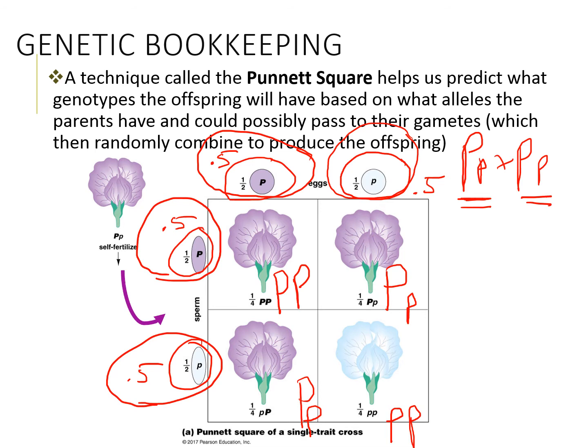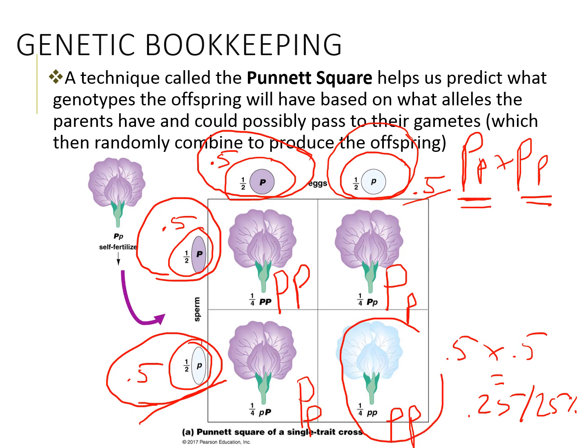So we can now see that about a quarter of the time, both parents give a little p, or we could say both parents produce a gamete that leads to fertilization that has a little p. So 25% of the time, we'll have little p, little p. Let's go back to those numbers. 0.5 and 0.5. So half the time, one parent gives a little p, and half the time, the other parent also gives a little p. So 0.5 times 0.5 is 0.25, or 25%, or a quarter. So this square right here represents a quarter of what happens when these plants reproduce. So 25% of the time, this is going to happen.